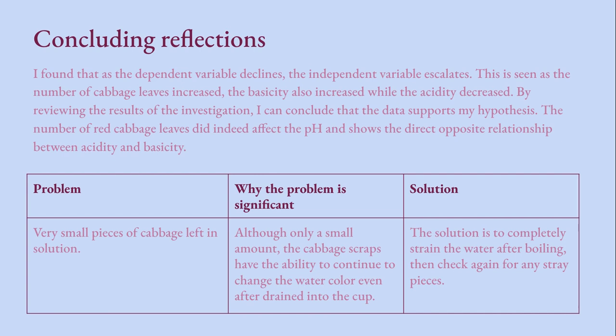Why is this problem significant? Although only a small amount, the cabbage scraps have the ability to continue to change the water color even after drained into the cup, especially if the water is still hot. And the solution to this is to just make sure to completely strain the water after boiling, and maybe check again for any stray pieces just to ensure that we're getting a clean solution.